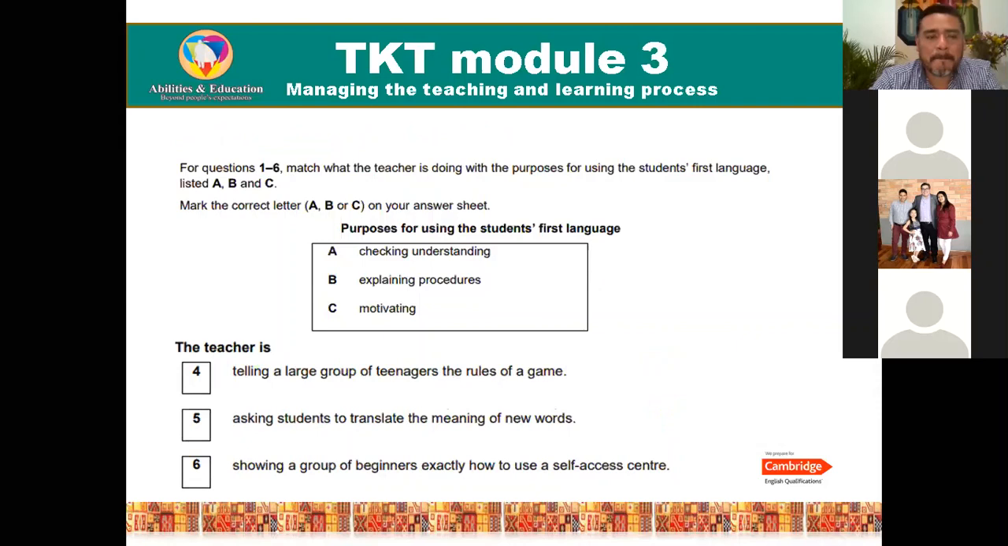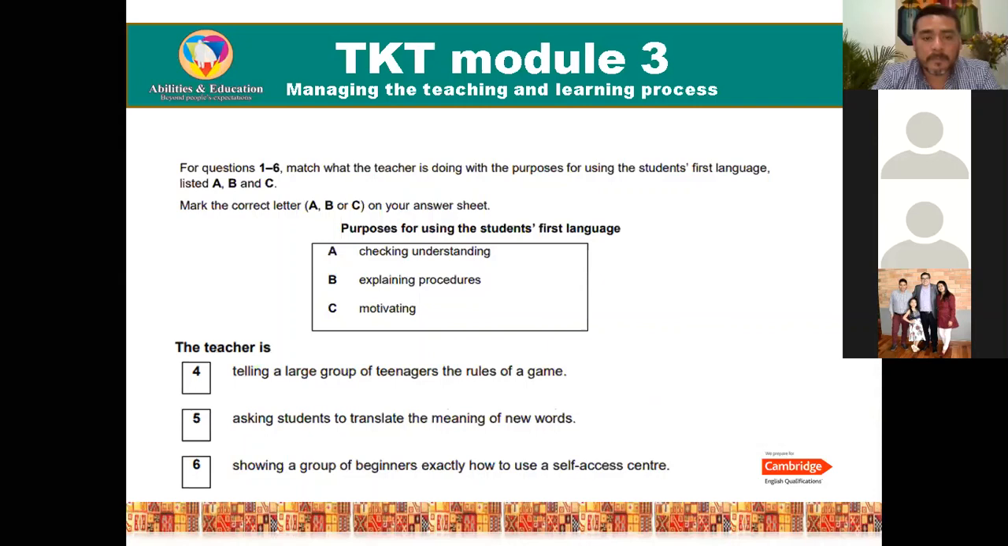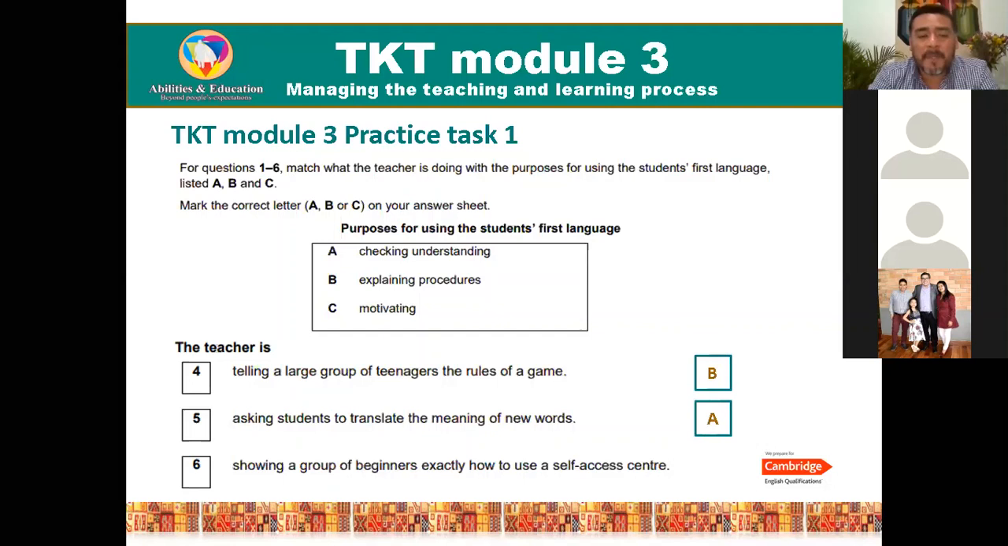The teacher is telling a large group of teenagers the rules of a game. For me, it's letter B. Explaining procedures. Yes, you are right. Thank you, teacher. The teacher is asking students to translate the meaning of new words. The teacher is doing this for? Checking understanding. Yes, good, checking understanding. And the teacher is showing a group of beginners exactly how to use a self-access center. Teacher, that could be explaining procedures. Yes, it's similar to explaining the rules of a game, to tell what to do step by step. All right, good.